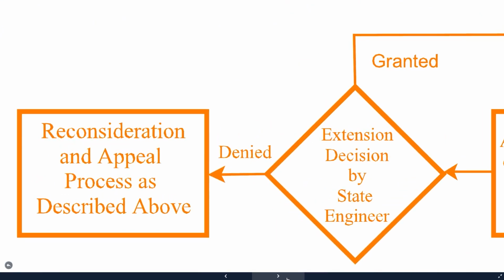If the extension of time request is denied, then the applicant may file a request for reconsideration and start the appeal process. The appeal process is detailed in the center of the blue section at the top of the flowchart. The appeal process is discussed in Part 2 of the application process video series.